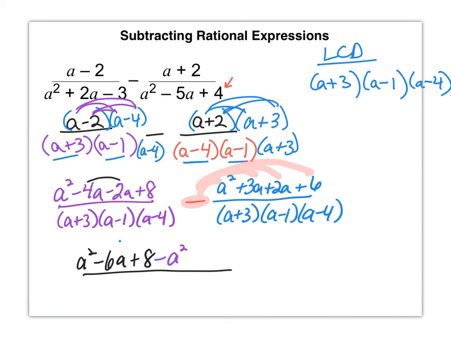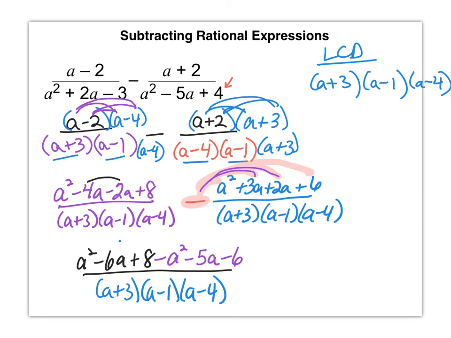a squared minus 3 and minus 2 is going to give us minus 5a. And then finally minus that plus 6 is minus 6. All over that least common denominator of a plus 3, a minus 1, and a minus 4.